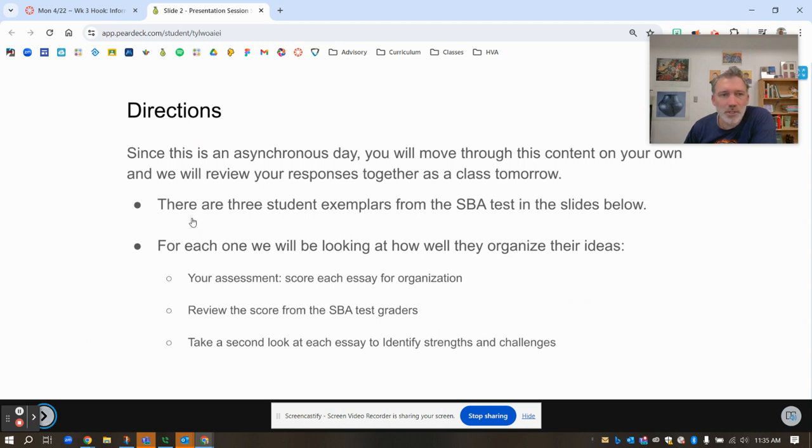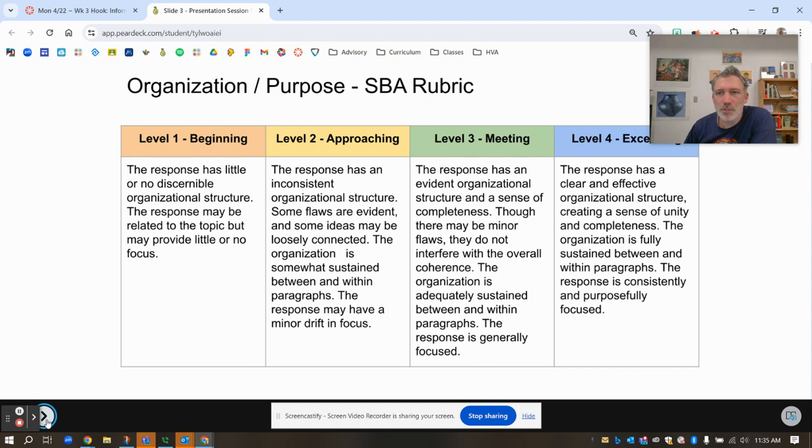Here are the directions. There are going to be 3 student exemplars from the SBA test in the slides below. For each one, you're going to look at how well they organize their ideas. You're going to score the essay, review the score from the SBA test graders, and then take a second look at each essay to identify strengths and challenges. So on these next couple of slides, there are 3 essays, and you're going to look at them a couple of different times.